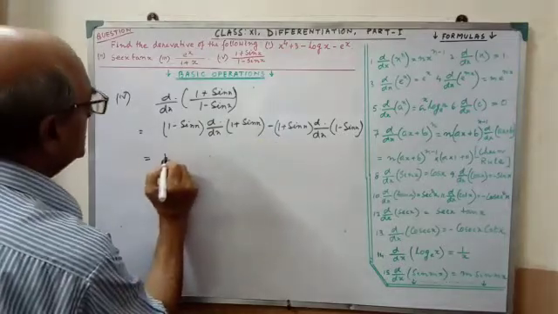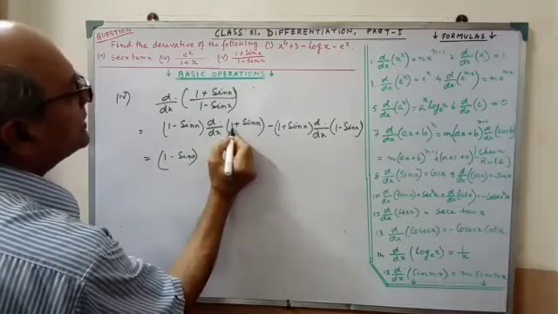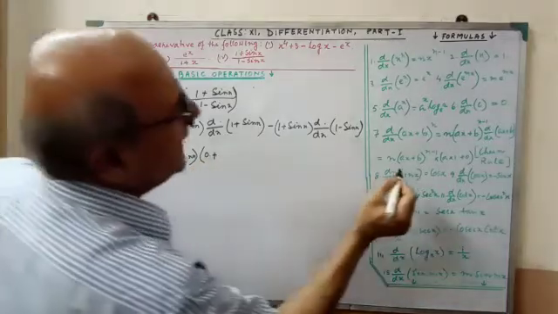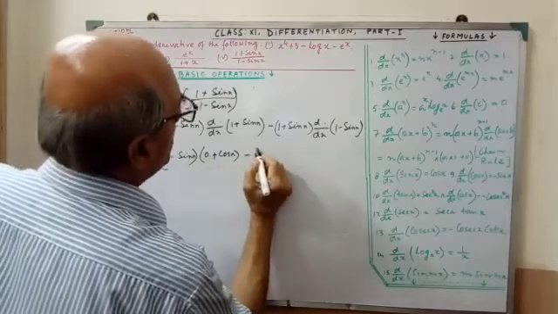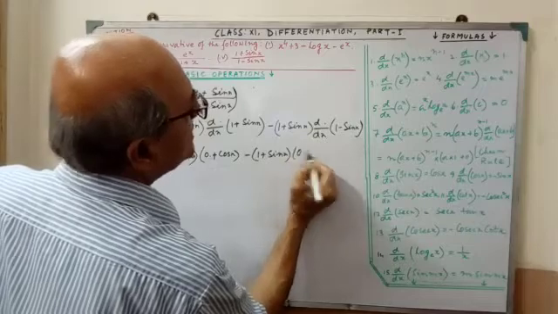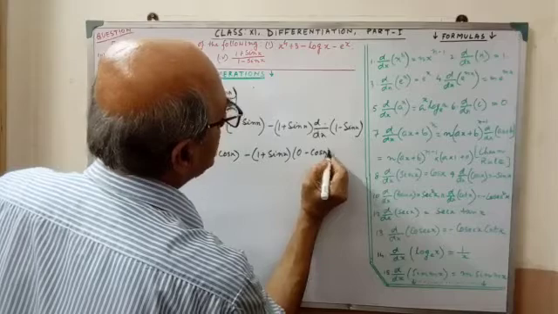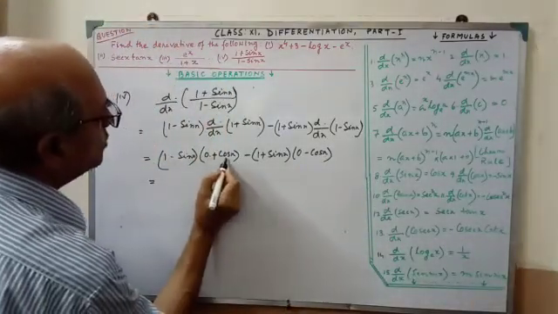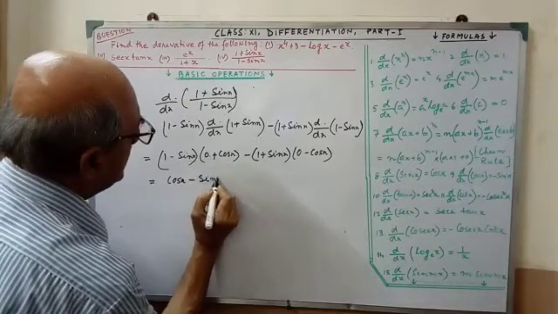Now we have to differentiate. For 1 plus sin x, the differentiation of the constant is 0, and the differentiation of sin x is cos x. Minus 1 plus sin x times the differentiation of 1 minus sin x: the constant is 0, and the differentiation of sin x is cos x, here with a minus, so minus cos x. So differentiation is completed. Now we have to simplify, that is, multiply this: cos x minus sin x cos x.